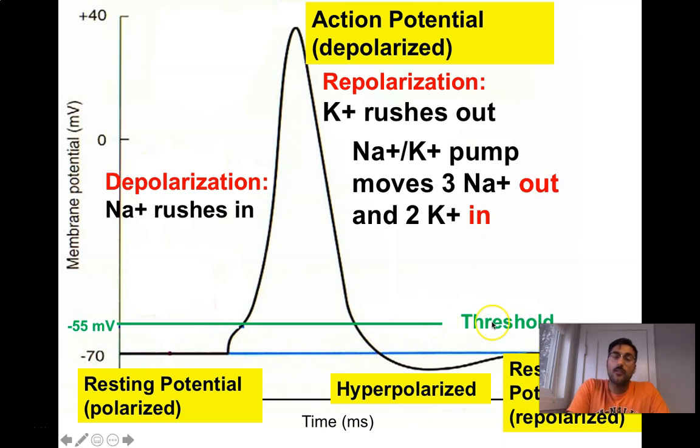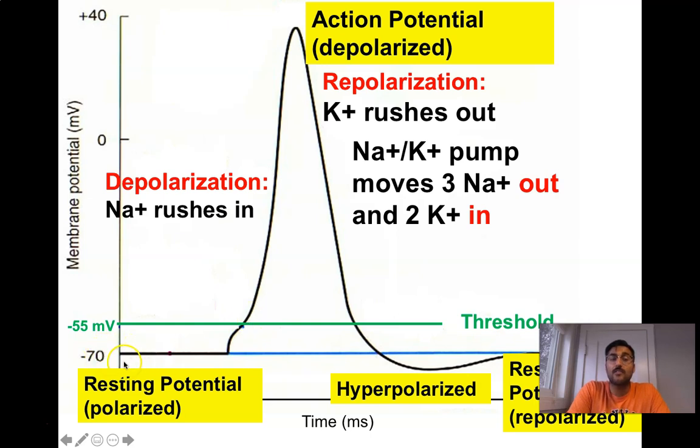Now, there's something called the threshold. The threshold is at negative 55 millivolts. So I'll just get the discussion of the threshold out of the way right now. It's as simple as you will not have an action potential occur unless you have a minimum reduction in your resting membrane potential to negative 55 millivolts.